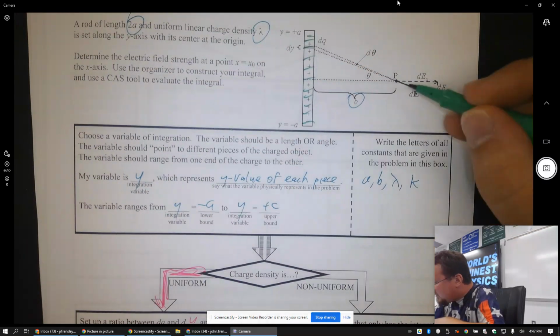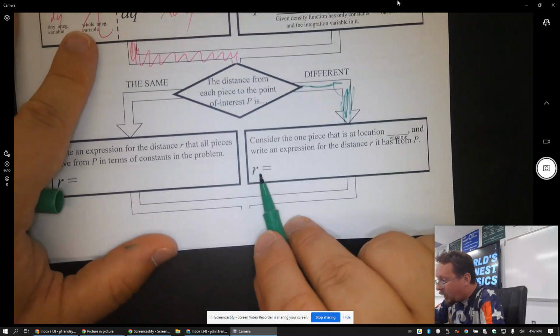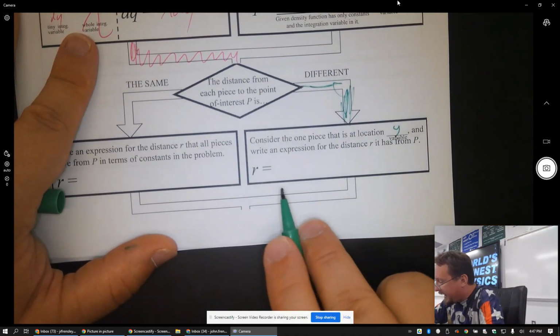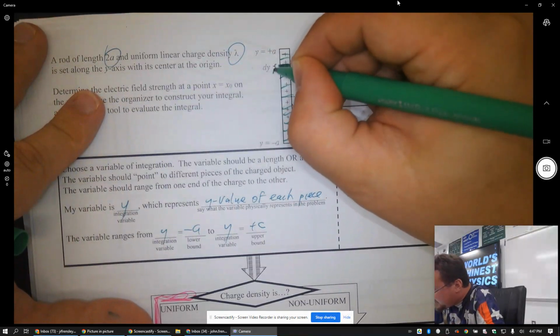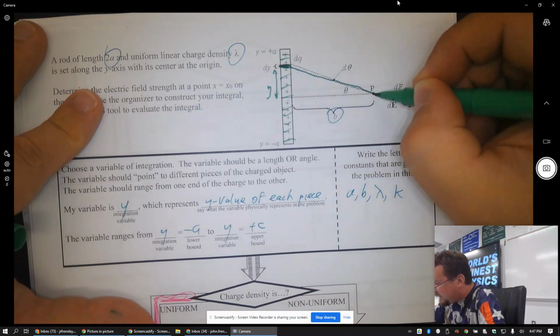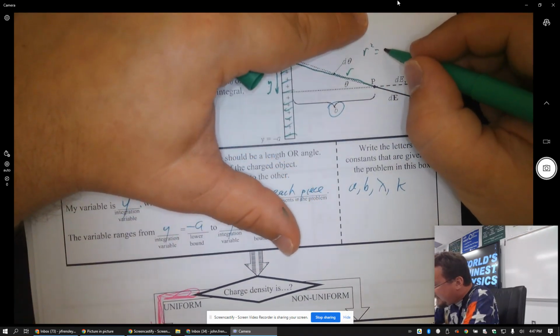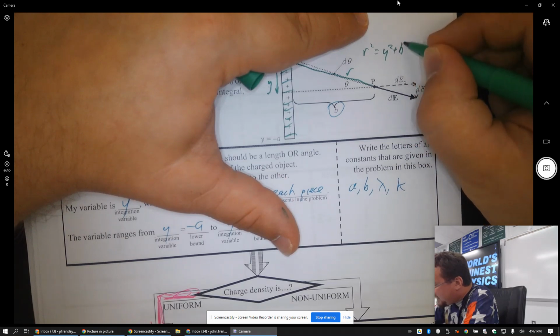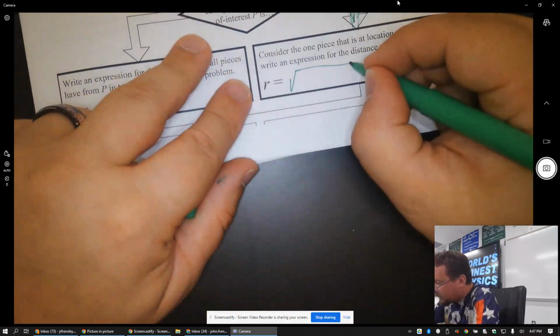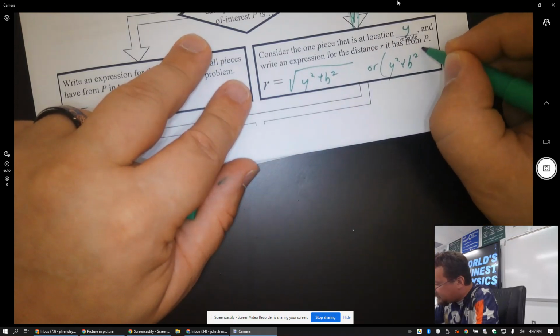The distance from each piece to the point of interest P is different. So I need to have an R in terms of Y and constants. So let's say that this piece right here is the piece that is at height Y. This is Y, this is B. This distance right here is the R. Okay, so that's going to be R squared. Let's make sure I do this right this time. Equals Y squared plus B squared. So that means that R is the square root of Y squared plus B squared, or you could say it's Y squared plus B squared to the 1/2 power.